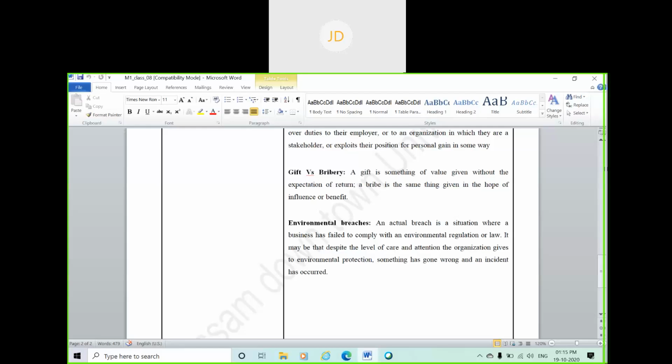So we are going to discuss profession and professionalism. After that, we'll discuss conflict of interest. Then we'll discuss the difference between gift and bribery. Finally, we'll end the class by discussing environmental breaches. Very small topics are here, which come under ethics. Professional ethics. Fine.